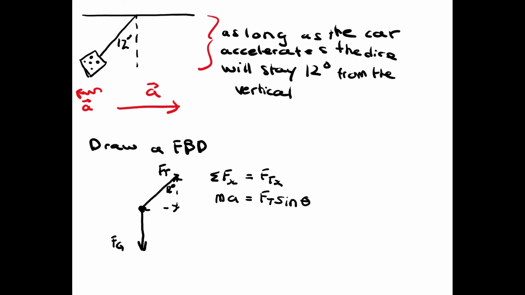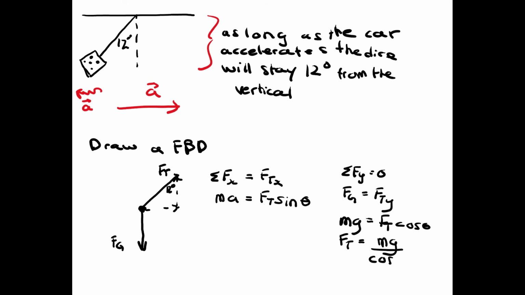And then for the sum of the forces in the y direction, since the dice is not accelerating in the y direction, those forces are just balanced. So the sum of the forces in the y direction is 0. And we can also say that the force of gravity is balanced by the force of tension in the y direction. So we can say mg instead of the force of gravity, because the force of gravity, Fg, is equal to mg, is equal to the force of tension multiplied by the cosine of the angle. And then if we want to rearrange for the force of tension, we can say the force of tension is equal to mg divided by cosine of the angle.